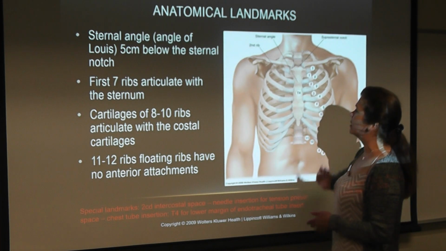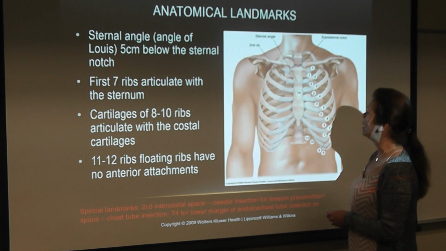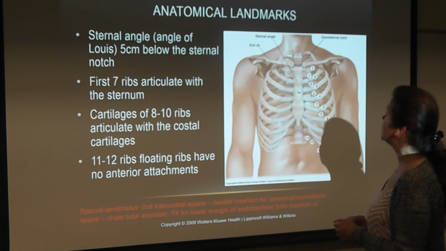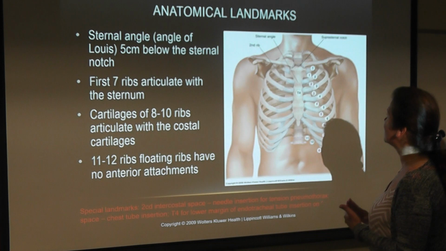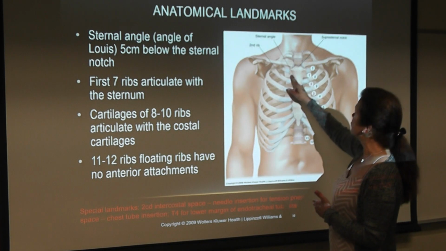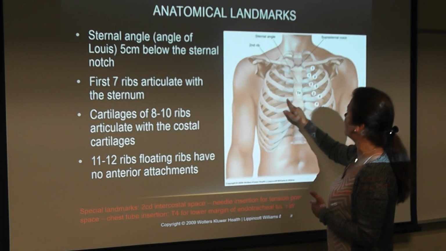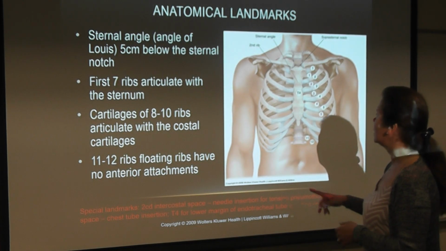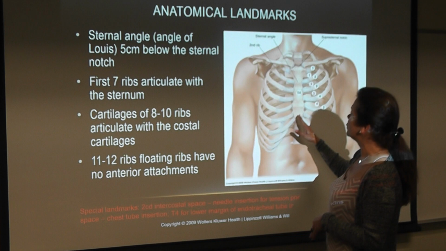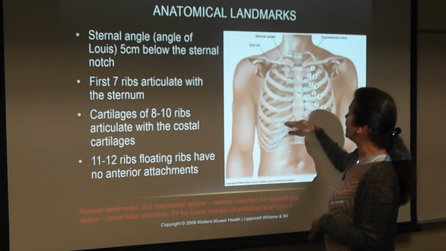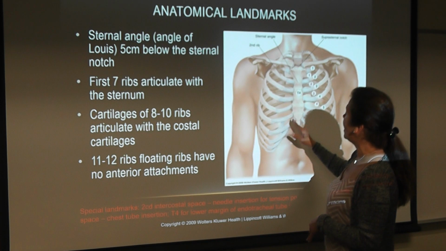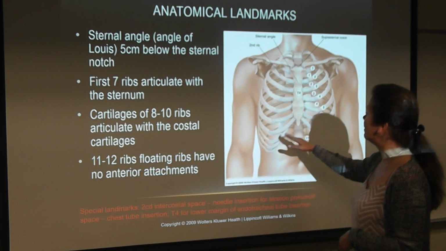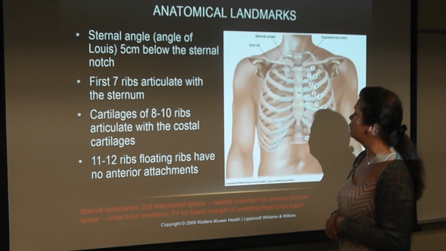Again, it is located at the second intercostal space or second rib, and also articulates the first 7 ribs with the sternum. So you could see that they all have chondral articulation, and you also have at the level of the 8 to 10 rib, they do have costal cartilage, and the 11 and 12, they're basically floating.